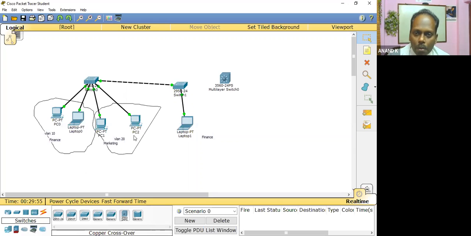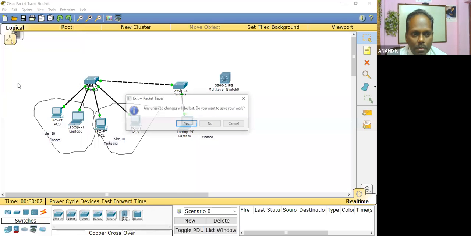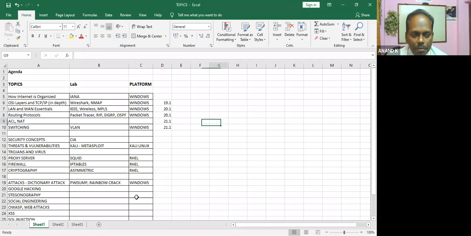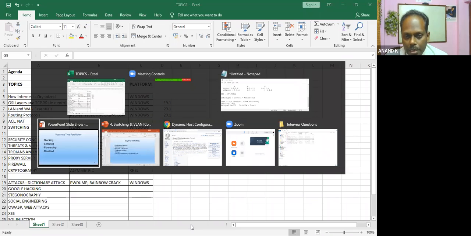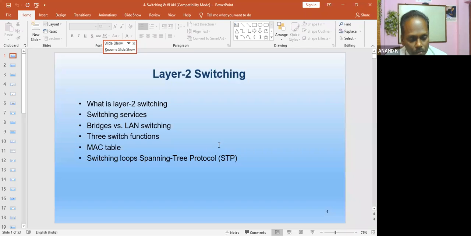Okay. So now that's good. I'm closing this particular one. I'm not saving. So this part is about switching. If you understand about VLANs and VTP, that's good. That's my presentation on what we call switching.